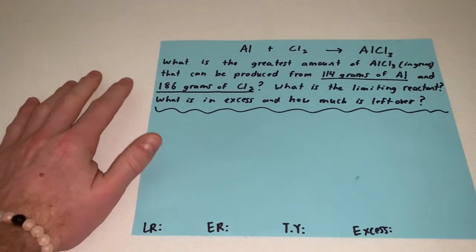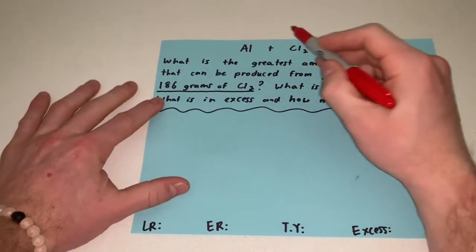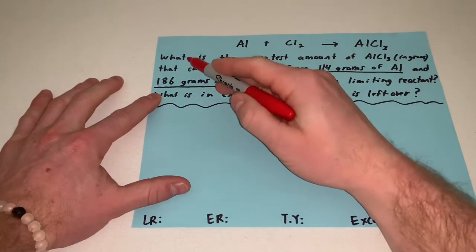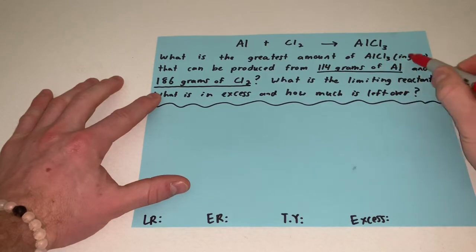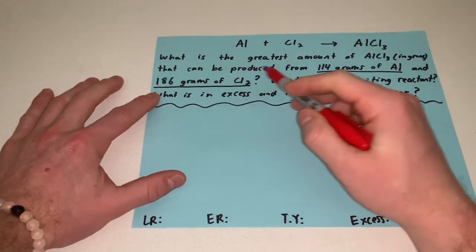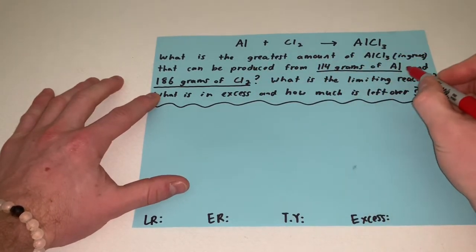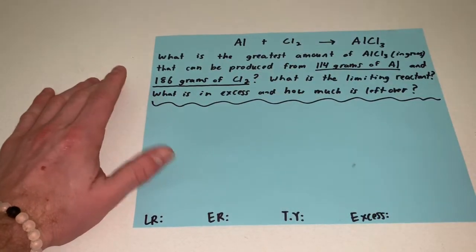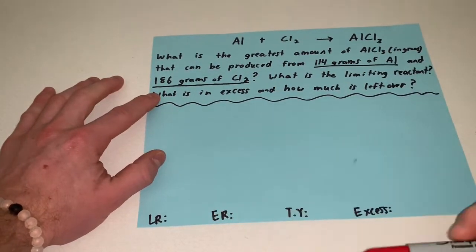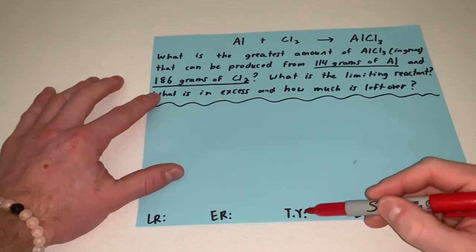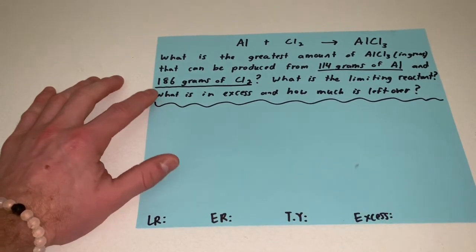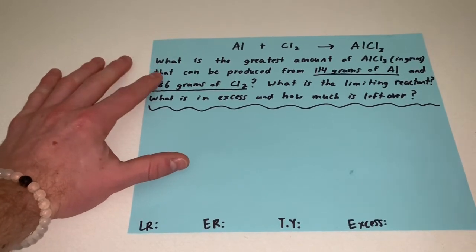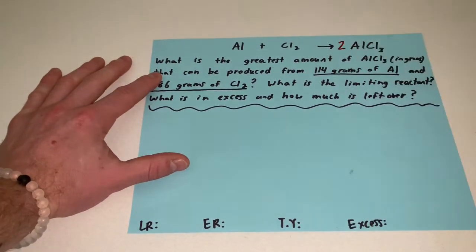Okay, so we have a chemical reaction, aluminum reacting with chlorine to produce aluminum chloride. We want to know what is the greatest amount of aluminum chloride in grams that can be produced from 114 grams of aluminum and 186 grams of chlorine. We want to know the limiting reactant, the excess reactant, what our theoretical yield is, and then how much excess is left over. So before we do anything, let's balance our equation.